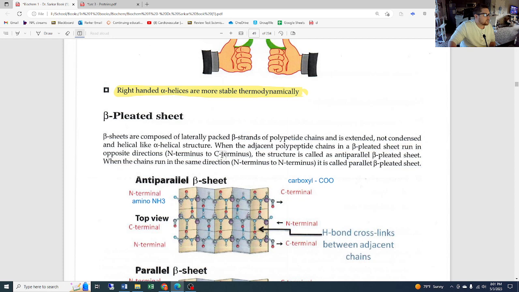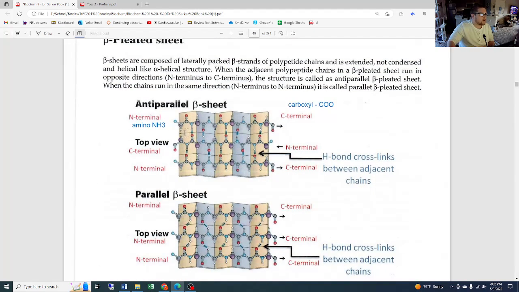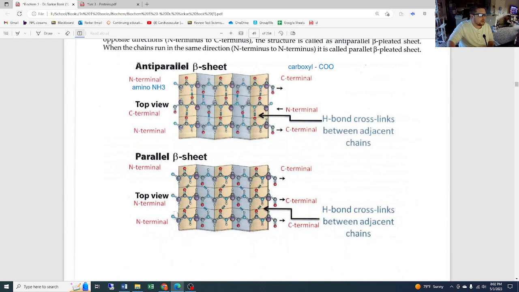The structure, when the beta pleated sheet runs in opposite directions, the N-terminus to C-terminus, the structure is called an anti-parallel beta pleated sheet. When the chains run in the same direction, N-terminus, it is called parallel beta pleated sheet. So we have our anti-parallel N-terminus to C-terminus, then C-terminus to N, N to C, versus N to C, N to C, N to C. Okay? And those hydrogen bonds cross-link between the adjacent chains.